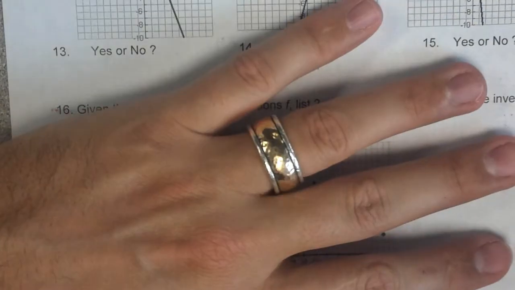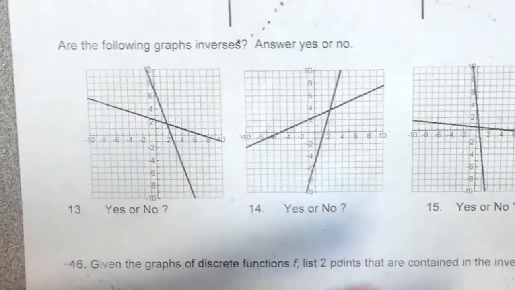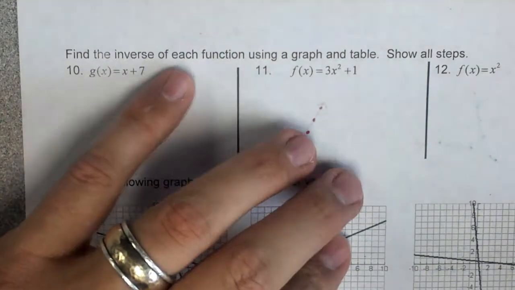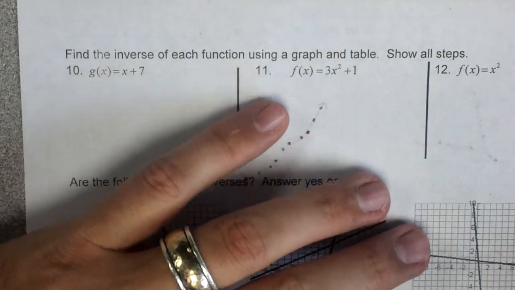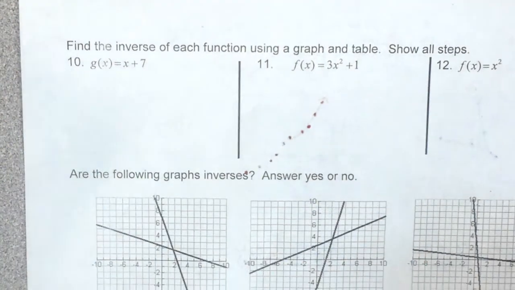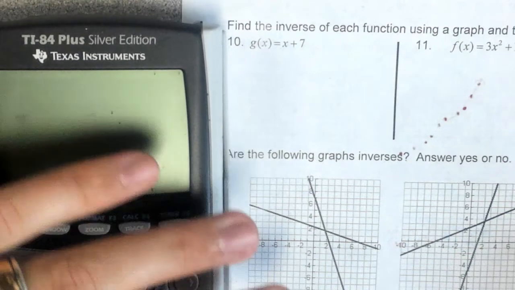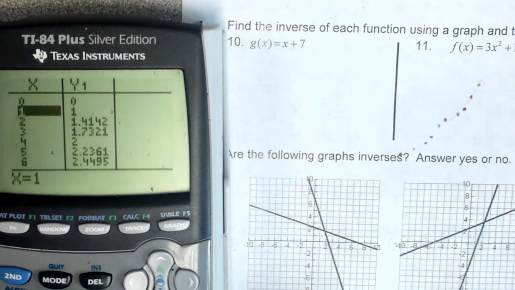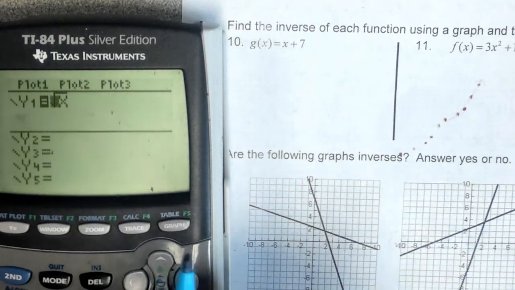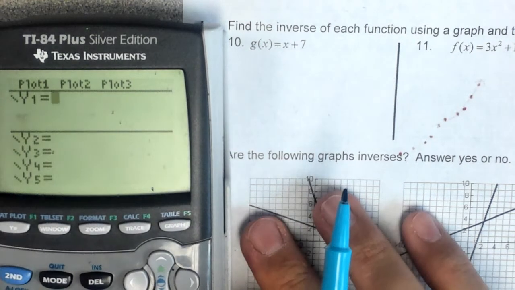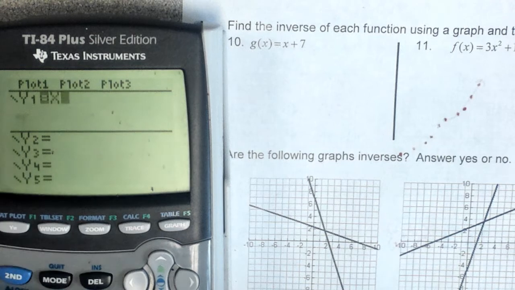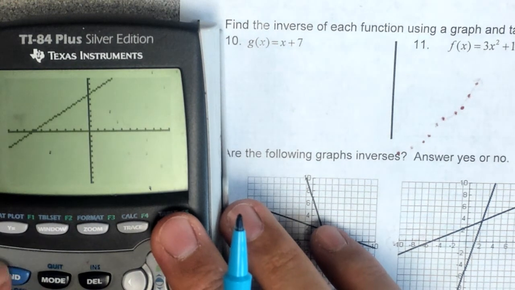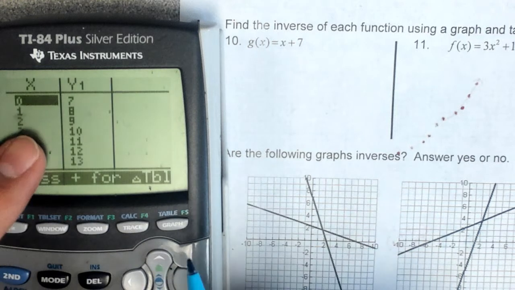Alright, I'm going to go ahead and finish this whole review in one video. It's short enough to do that. Find the inverse of each function using a graph and table. Graph and table sounds like I'm going to grab a calculator right now. Alright, first one, find the inverse. So clear off my calculator. I'm going to say x plus 7, and there's my graph. And let's look at my table.